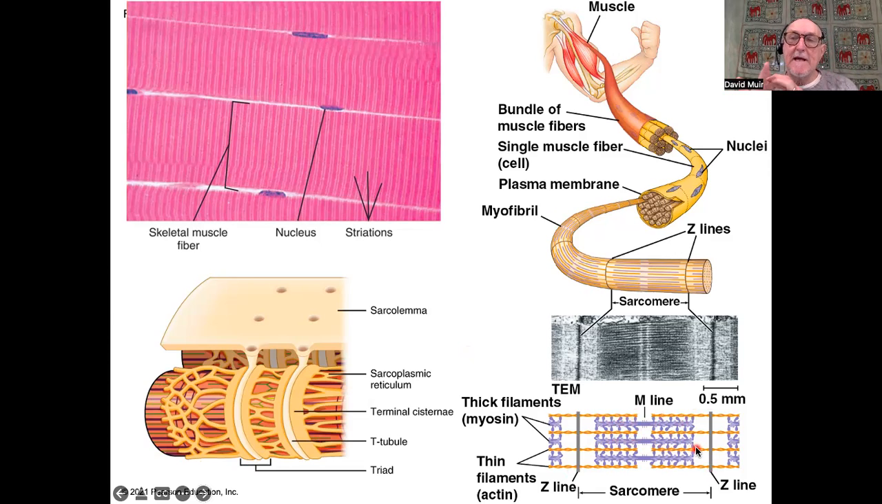Now, here's what I mean when I say you need to think of it in 3 dimensions. It's not flat like that. It's cylindrical. So a thick myosin filament may be surrounded by many actin filaments on the outside. So here it is in its relaxed form. This muscle, the voluntary muscle, is under the influence of voluntary control.